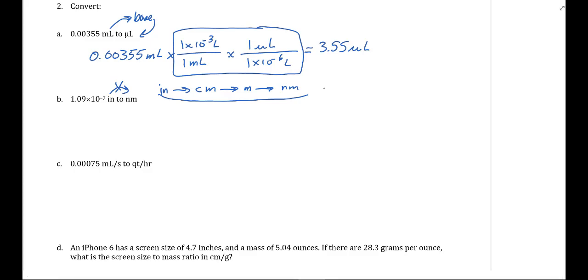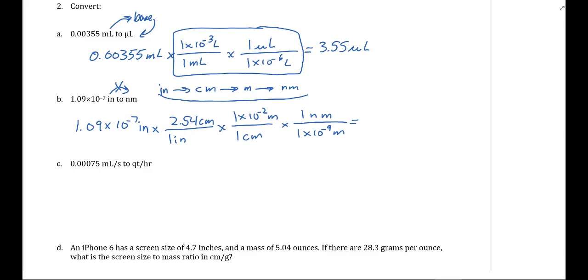Well, let's go ahead and plug in the numbers. We start with the 1.09 times 10 to the minus 7. We can convert that to centimeters. Once we know centimeters, we can convert that to meters, and then on to nanometers. And if you calculate that all correctly in your calculator, you should end up with 2.77 nanometers.